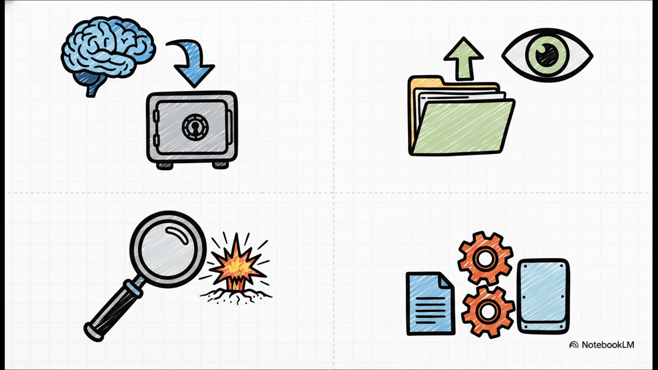Group 1 is memory save. These are the tools Claude uses to capture your current session or immediately log a failure the second it happens. Group 2 is memory load, letting you instantly switch projects or mount a folder so Claude can read the files.